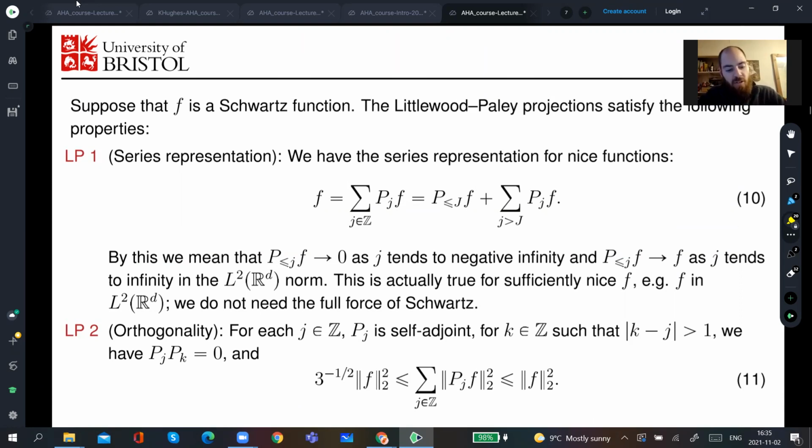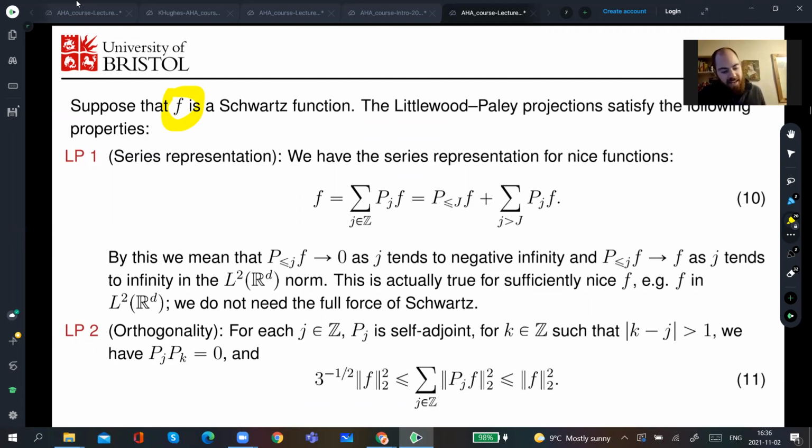Let's start with the Schwartz function f and talk about a few of these basic properties for the Littlewood-Paley projections. The first is the series representation. I said there was this imprecise sense where P_{≤j} is a sum of all the P_k for k less than j. Well, let's make that a bit precise. The first is that the sum of the P_j's over all the possible j's is basically the identity operator. And that works at least when you're Schwartz, and it also works in the L2 sense.